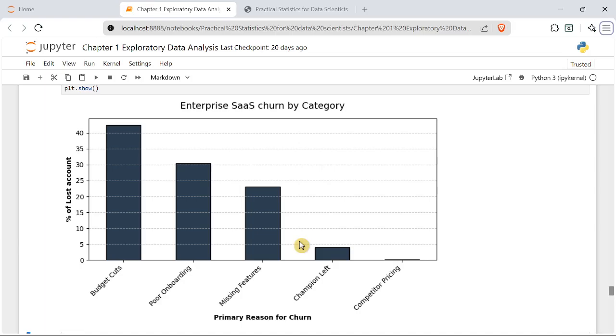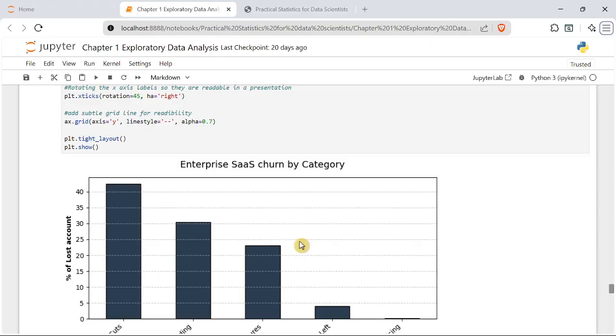Strategically, this dictates our exact next steps. We should absolutely not discount our software or engage in a race to the bottom on price. Instead, leadership must immediately reallocate capital to revamp the customer onboarding program and accelerate the engineering efforts to ship those highly requested missing features.